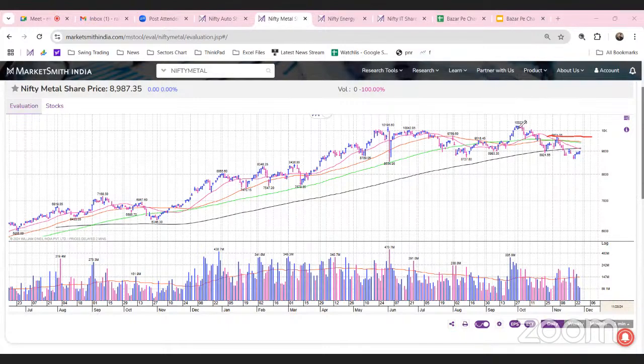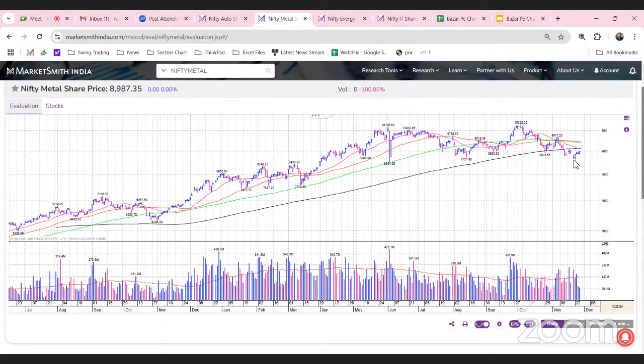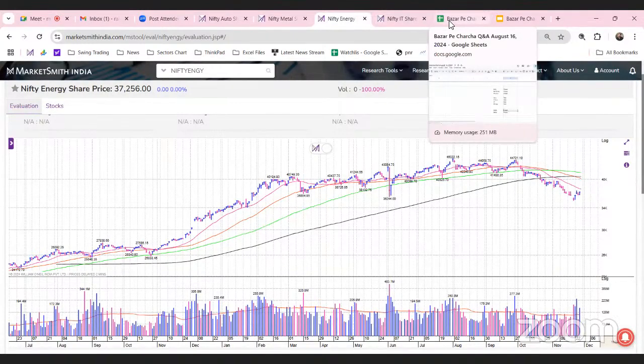Suppose it crosses this 200 DMA, currently around 9200, then we can expect the level of 9500, 9600 maximum. But I am not expecting that. If someone asks my opinion about this index, it may remain volatile and choppy in the coming couple of weeks, till the next Bazaar Pe Charcha. Maybe 9200, 9300, or a maximum of 9500 in upside, and approximately the 8500 zone in downside. So from a couple of weeks point of view, negativity is there, and in our opinion it may remain in a volatile and negative trend only.